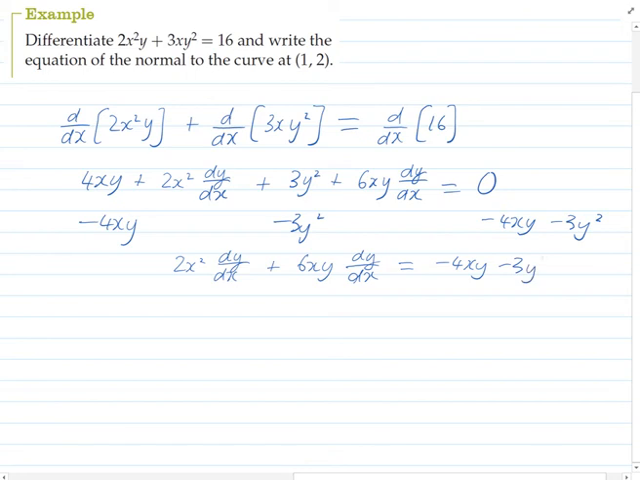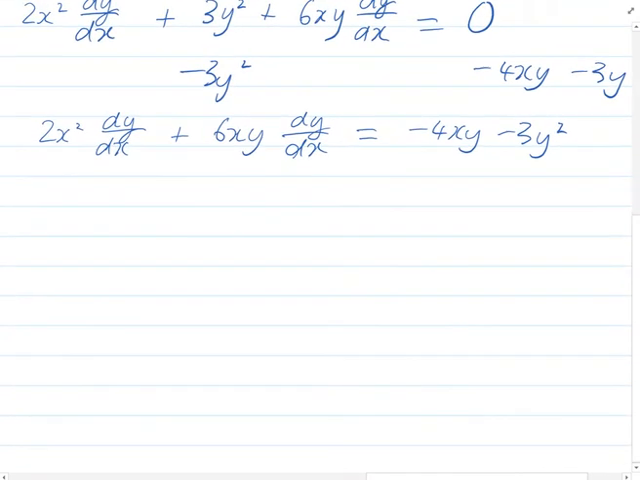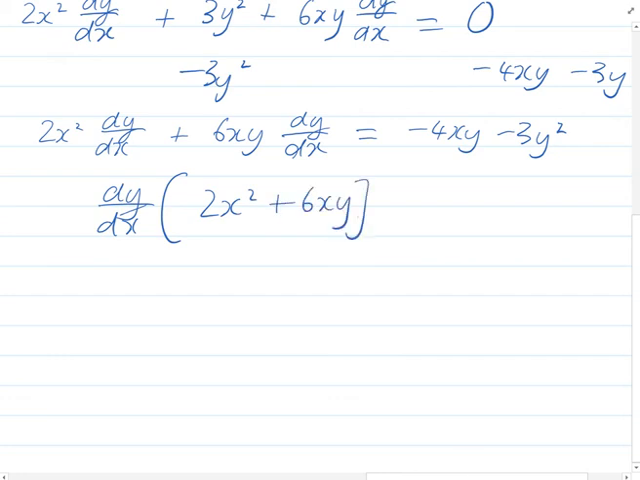minus 3y squared. So now that I've got all of my dy by dx's on one side, I can factorize them out. And so I'm going to write dy by dx and factorize them out. So I've got 2x squared plus 6xy, and that's all equal to what we've got here still. And now I can divide both sides by this bit here.